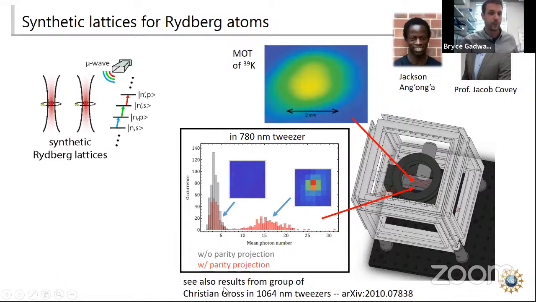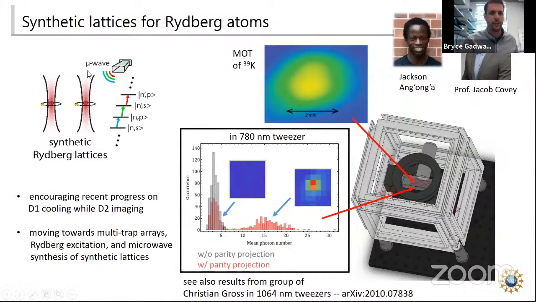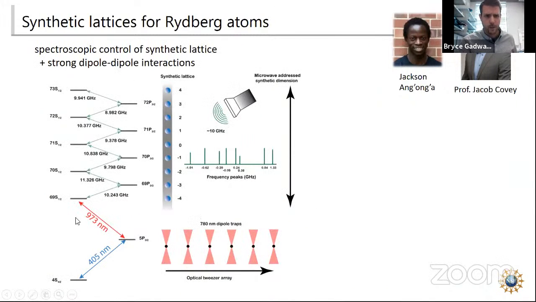Some recent results from Christian Gross's group doing this in 1064 nanometers. And I'd say it ends up being quite favorable here, actually. While there are some bad light shifts at 1064, we see some encouraging results of doing D1 cooling while imaging on the D2 transition for these single atoms. And so the next steps are to use our Rydberg lasers that are locked to a cavity and drive that transition, and then compose some microwave tones to create these synthetic lattices for Rydberg states.